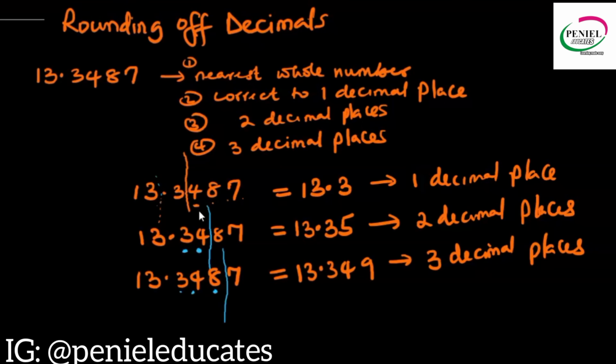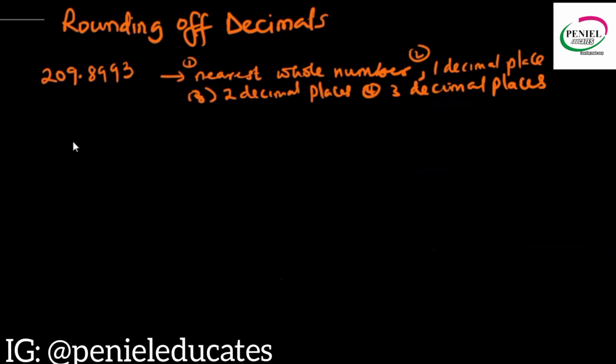That's on three decimal places. Let us look at other examples. All right, so let us do the same thing to this number, 209.8993, and we're to convert to the nearest whole number.